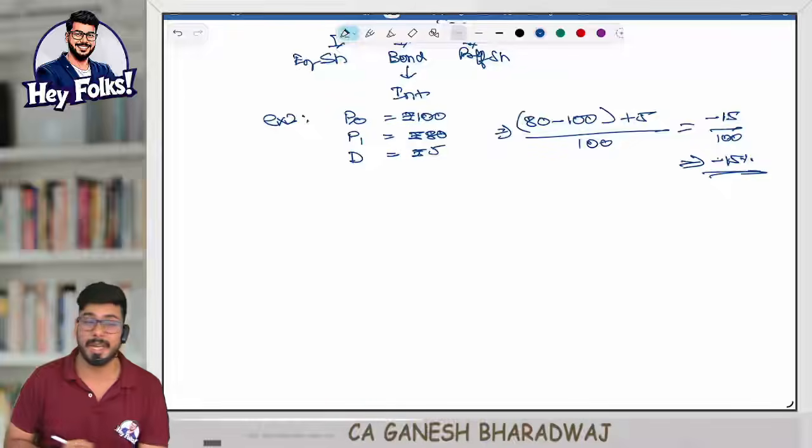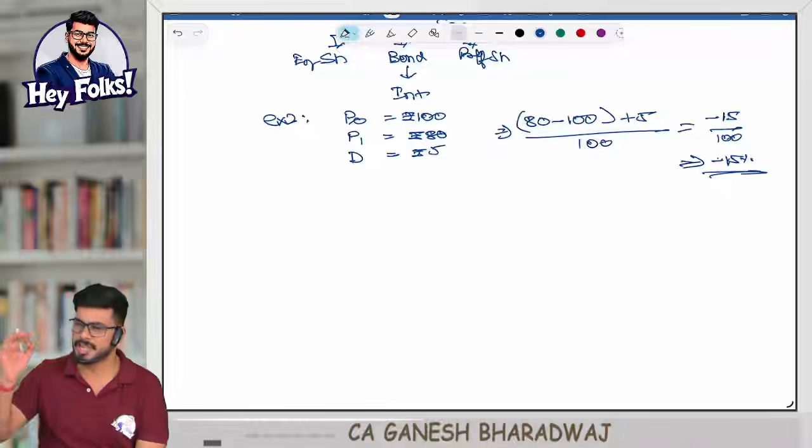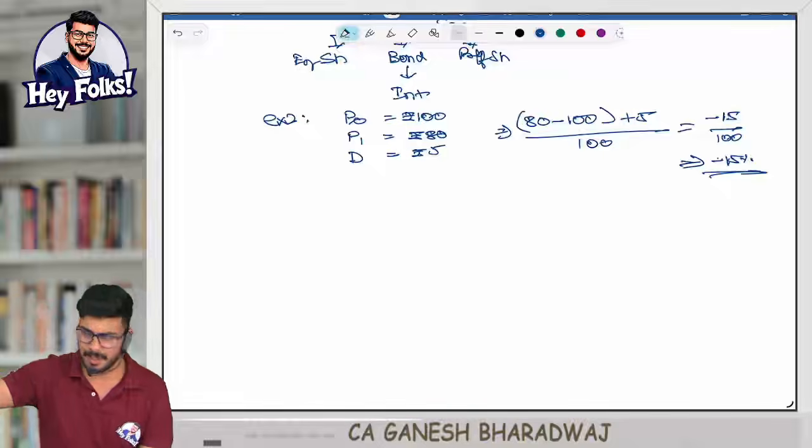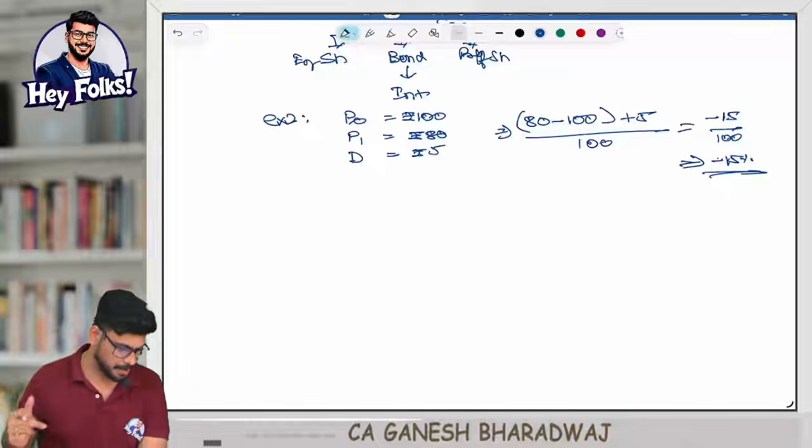Is everyone able to understand? Is there any issue here? Yes, your returns can be negative. Clear? That is another concept in this particular thing.